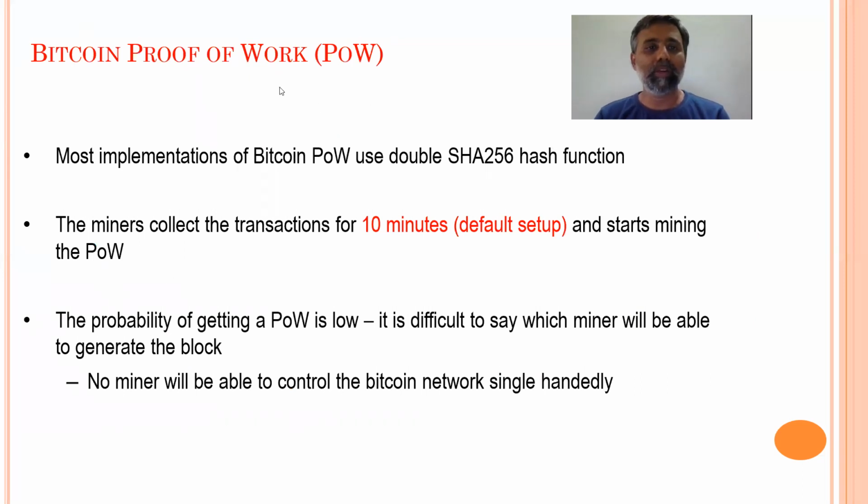So we talked about the Bitcoin proof of work. Mostly in Bitcoin, the double SHA-256 hash function is used. By default, the setup for the miner is 10 minutes. They collect all the transactions and start mining by using the proof of work. No miner will be able to control the Bitcoin network single-handedly, because the probability of getting a proof of work is low. So it is difficult to say which miner will be able to generate the block. And basically it is needed to avoid a single party dominating the network.